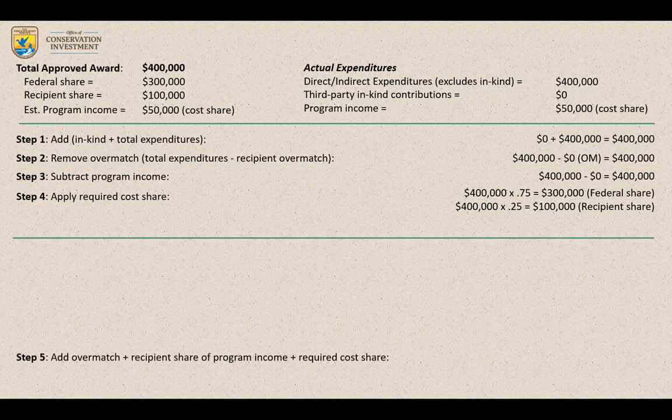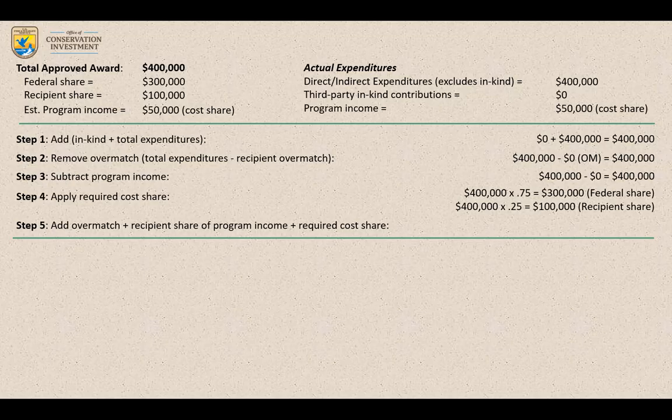Finally, in Step 5, the recipient calculates their share of expenditures by adding the overmatch amount from Step 2 plus the recipient share of any additive or deductive program income to the $100,000 required cost share amount determined from Step 4. Because there was no overmatch or recipient share of deductive or additive program income, this results in a total recipient share of $100,000. From these 5 steps, the recipient has the data they need to accurately complete fields 10D through 10O of their final federal financial report.